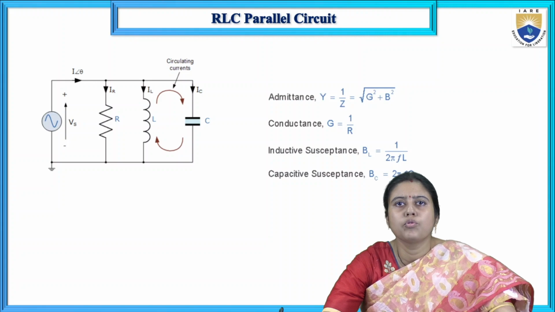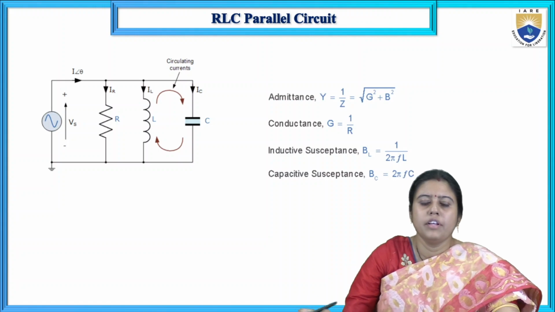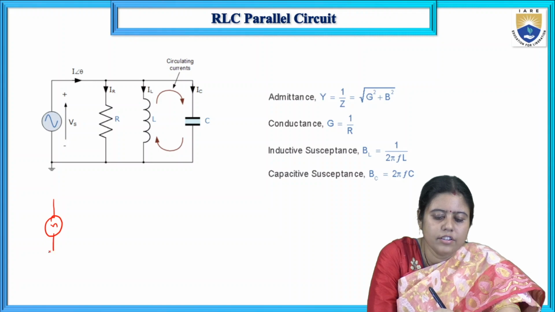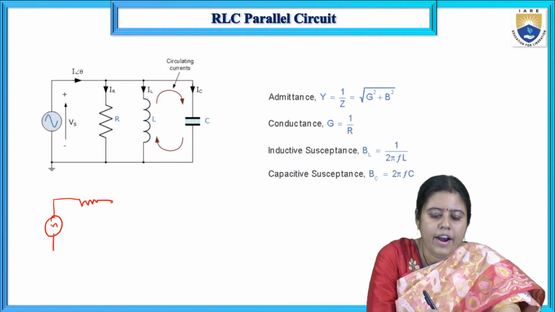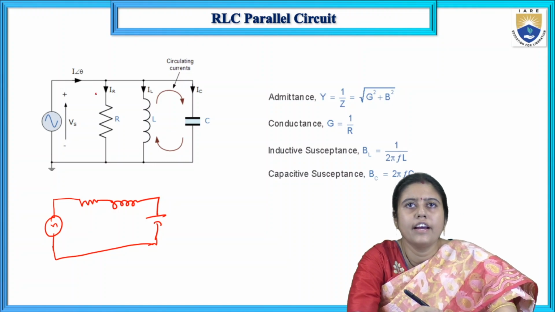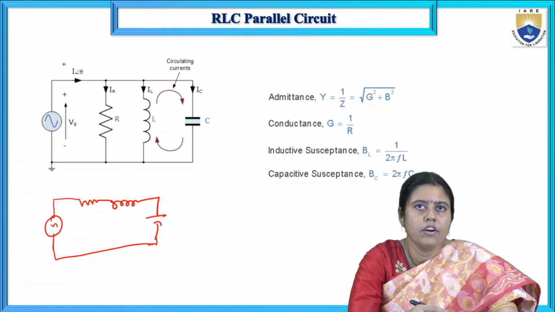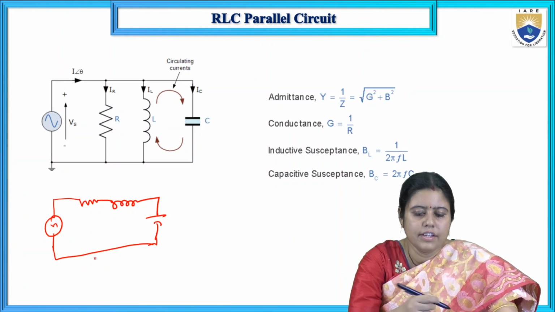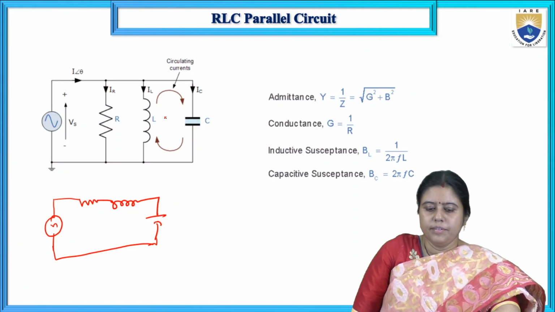We have given two or three lectures on the RLC series circuit. Just before starting, I want to give a small recap of the RLC series circuit. What is an RLC series circuit? We connect our AC source and R, L, C are all connected in series. And here we are showing a parallel connection where R, L and C are in parallel. So this is the series circuit and this is the parallel circuit.